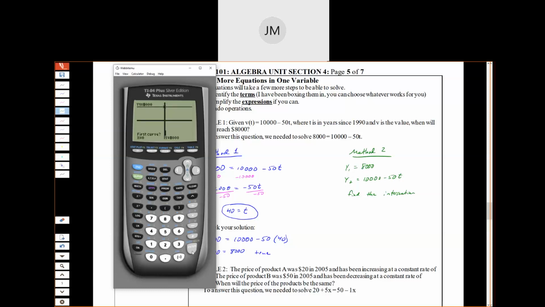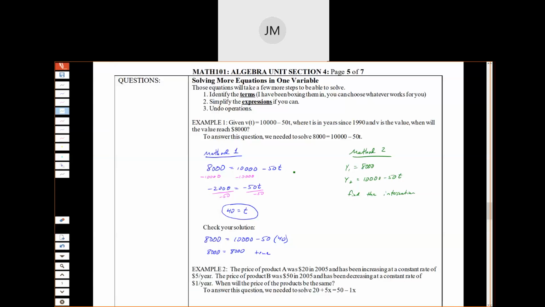First curve, y1 equals 8,000. Yep. Second curve, y2 equals 10,000 minus 50x. Yep. Guess. And it says, okay, x is 40. Okay, so my calculator told me x equals 40. I want to be careful, though, because my variable is actually supposed to be t. So we're going to use t equals 40. Okay, and we check it the same way, so I'm not going to check it again.